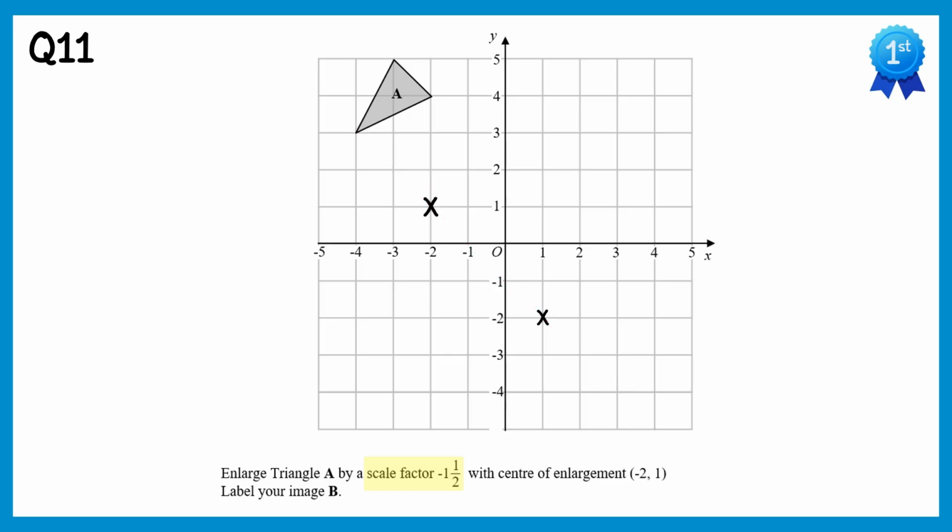Then we're going to do the same process with the other point, so let's use this one here. So we draw a line from this point through the centre of enlargement. For this one, you can see you'll go across 1 square and down 4 squares.